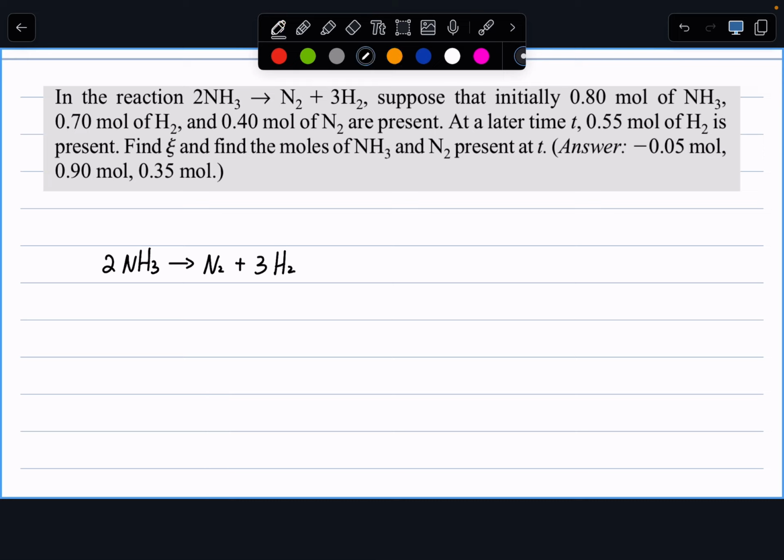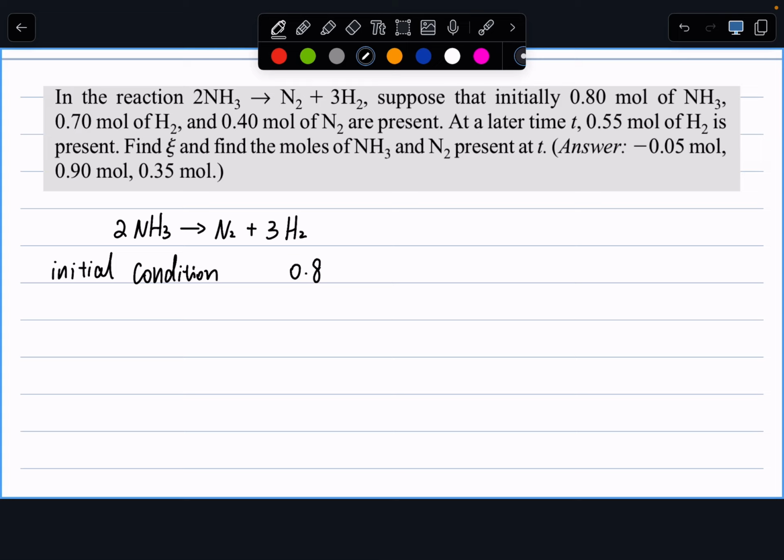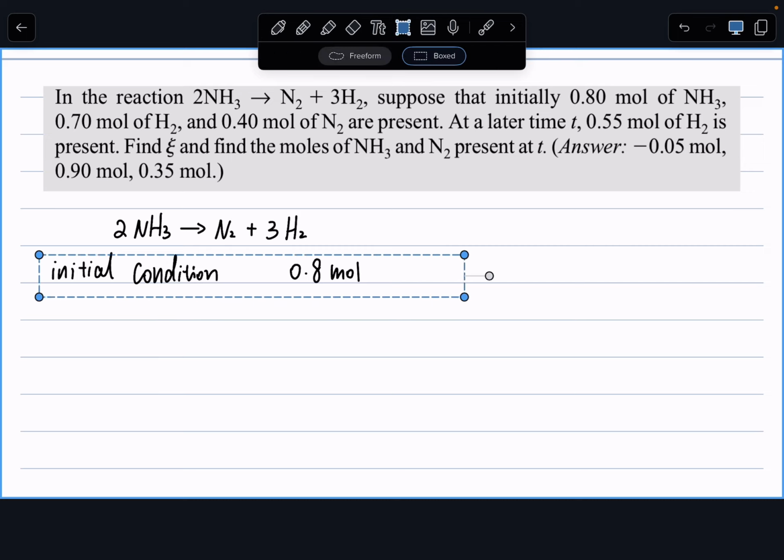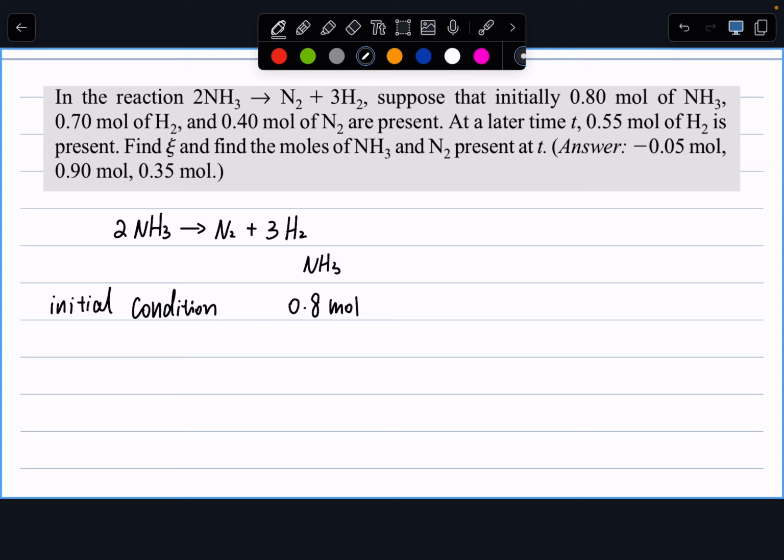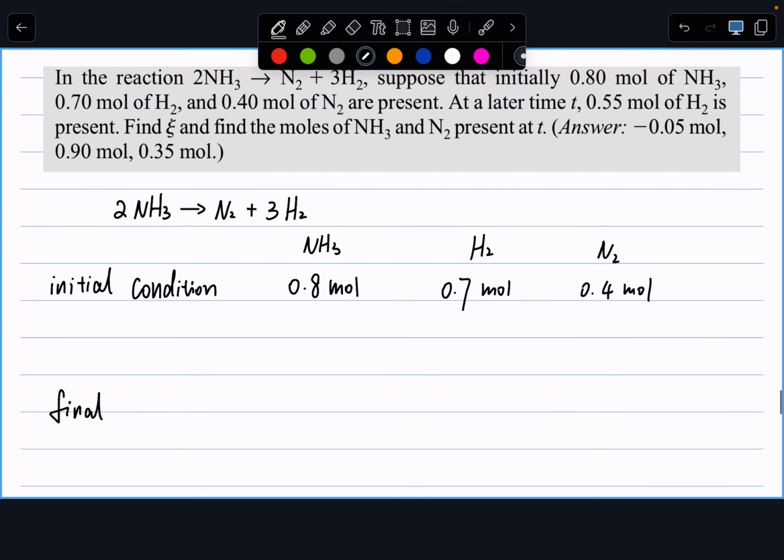For these kinds of questions, you can set it up however you like, but I typically just write out the reaction and write out my initial condition. You have 0.8 moles for NH3, 0.7 moles for H2, and 0.4 moles for N2. For our final condition, what we know is at time t, 0.55 moles of H2 is present. So everything in black are things we know.